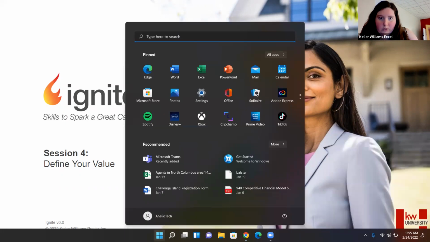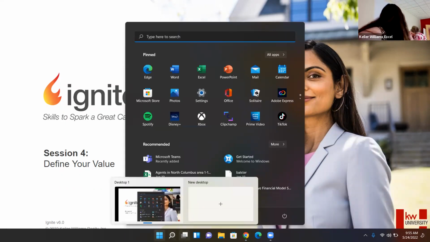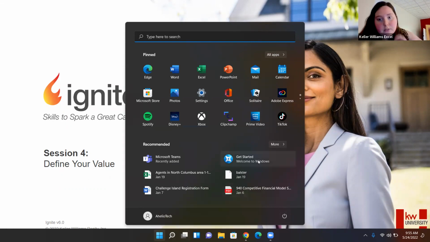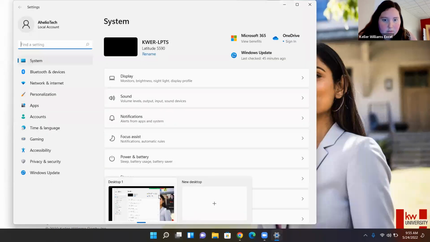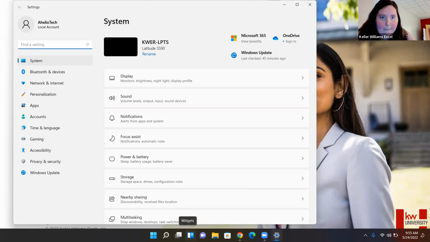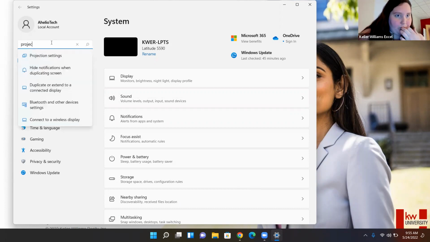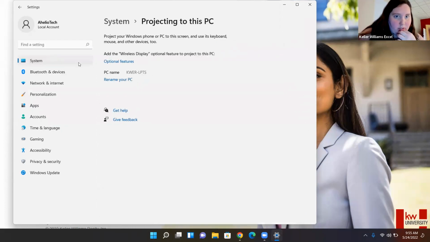Alrighty. Trying to get it to project on here because it's not wanting to actually cooperate today. Oh, no. I think it's because of the doggone updates we had. Oh, really? Yeah. Technology, right? See, at least I know. Protection settings. Oh. Nope.